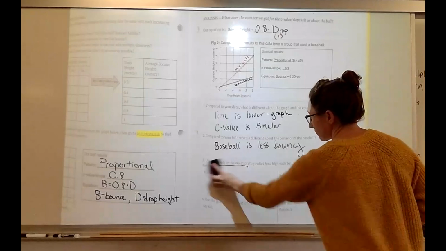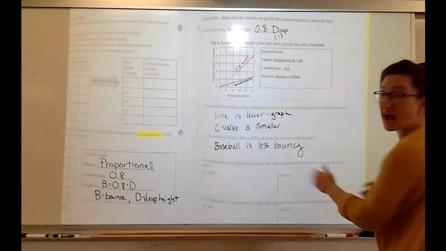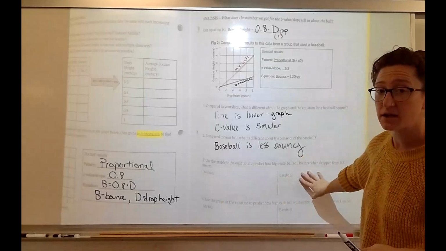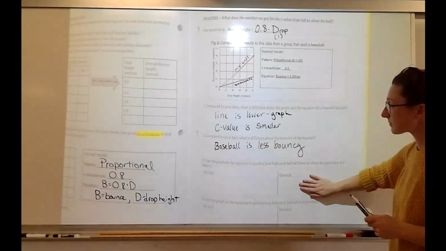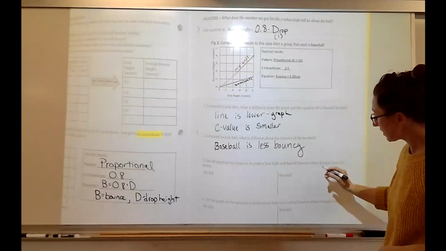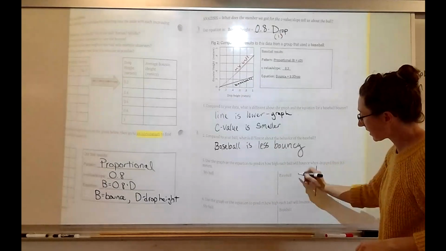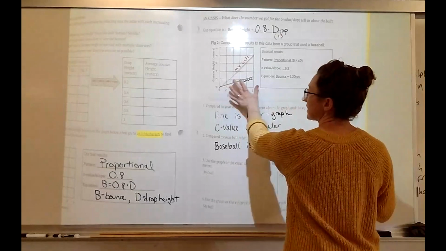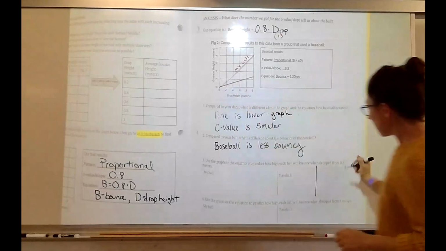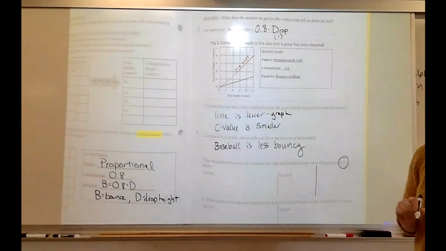So let's go ahead. I'm just going to do it for the baseball, and then you can do it for your own ball. All right, so for the baseball, there are 2 methods. The graph method. With the graph, I'm going to erase this. My drop height is 0.5.